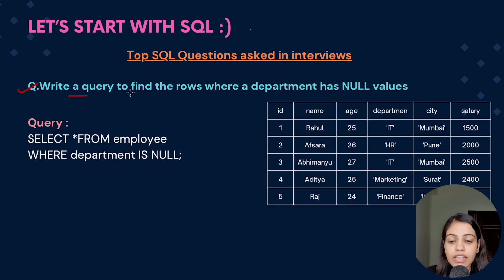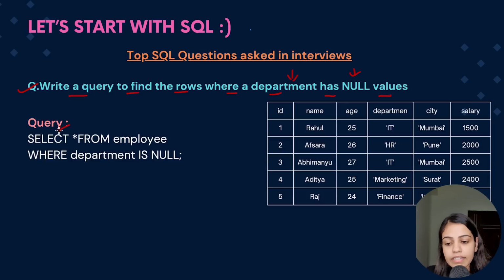So the next question is: write a query to find the rows where a department has null values. If we don't provide any value for a department for a particular record, or you can say for a particular data entry, it fills a null value there if we don't provide a not null constraint. So we need to find all the rows where a particular column, here department, has null values. There is an operator called IS NULL which we can use.